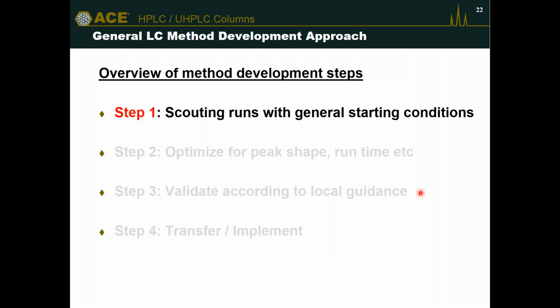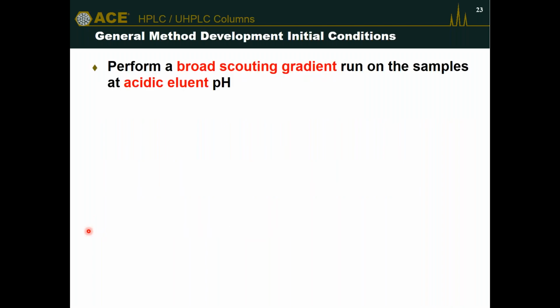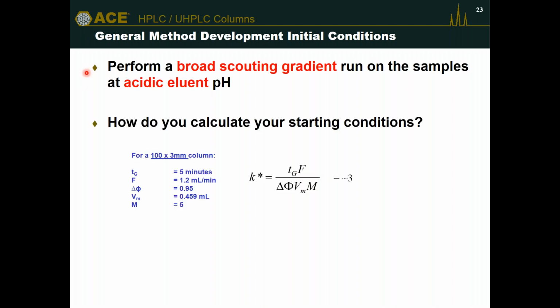So as an overview of method development using this screening platform type approach, we typically do scouting runs with general starting conditions, and then we do optimization. Then potentially, depending on who we're working with, we may do validation and then implementation or transfer of the method. So this is a general overview of method development. Our first approach is to always perform broad scouting gradient runs, and if we don't have any further information on the sample, then we would typically use an acidic pH. So this would be ammonium formate at pH 3.